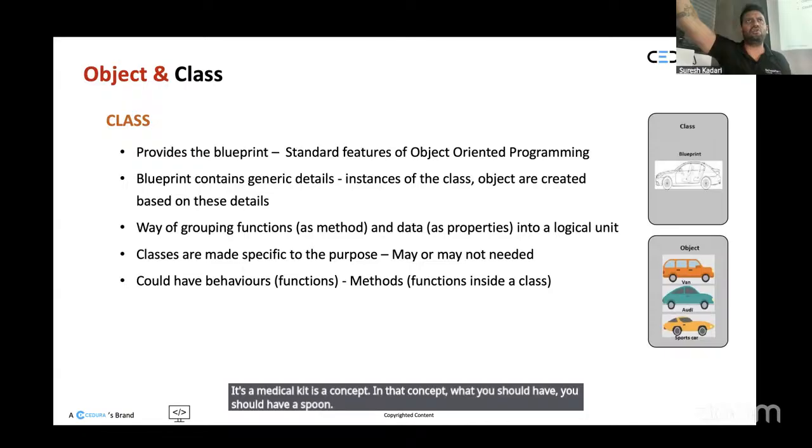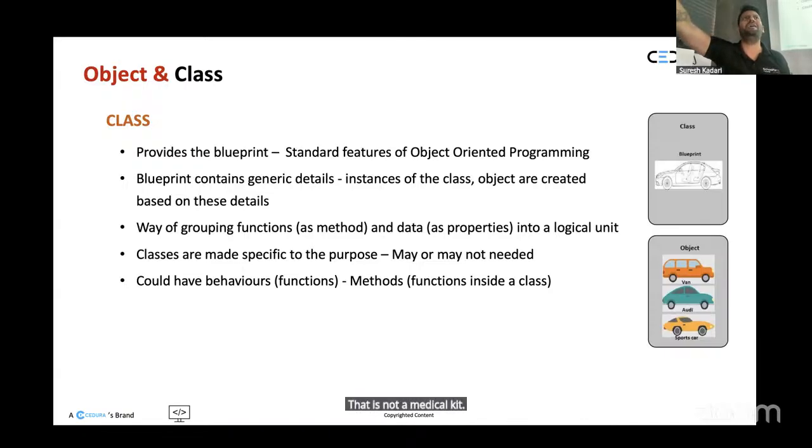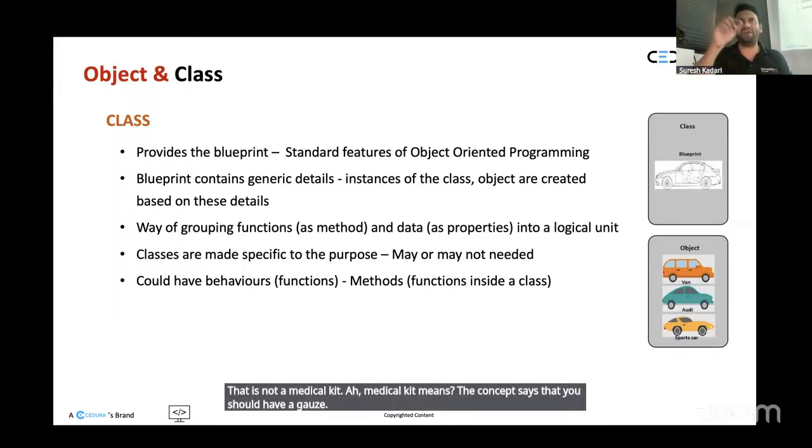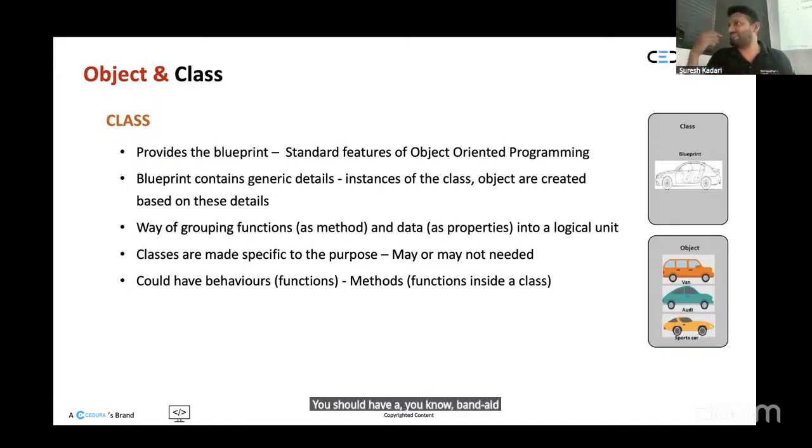You should have a fork? That is not a medical kit. The medical kit concept says that you should have gauze, a band-aid, some painkiller. That is a medical kit. If you are creating first aid kits, you just duplicate that many. If I have a small cut, what will you apply? Band-aid. I have a big cut, stitches.